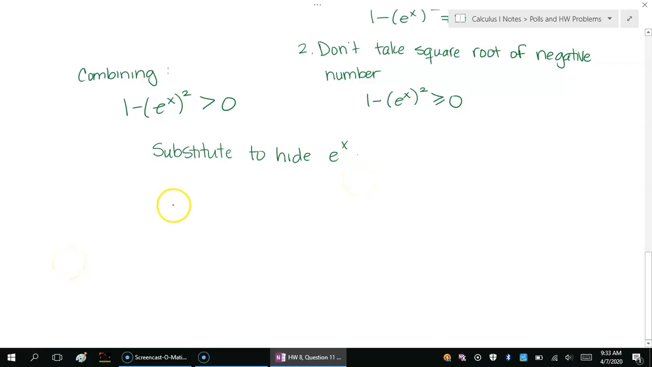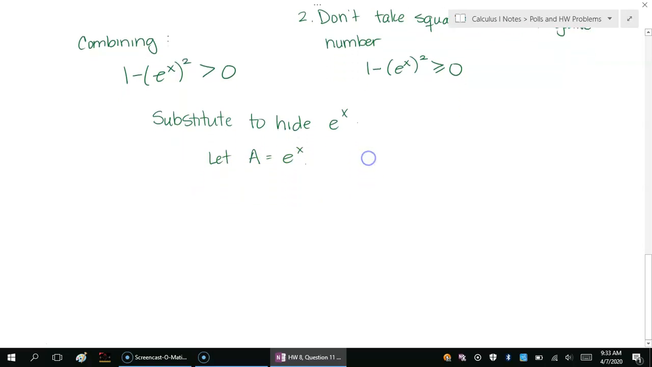Let's call that e to the x a. Then my inequality becomes 1 minus a squared is greater than 0. And I want to solve this for a. I go through my steps for solving a polynomial inequality, which starts by finding zeros. And I do that by factoring.